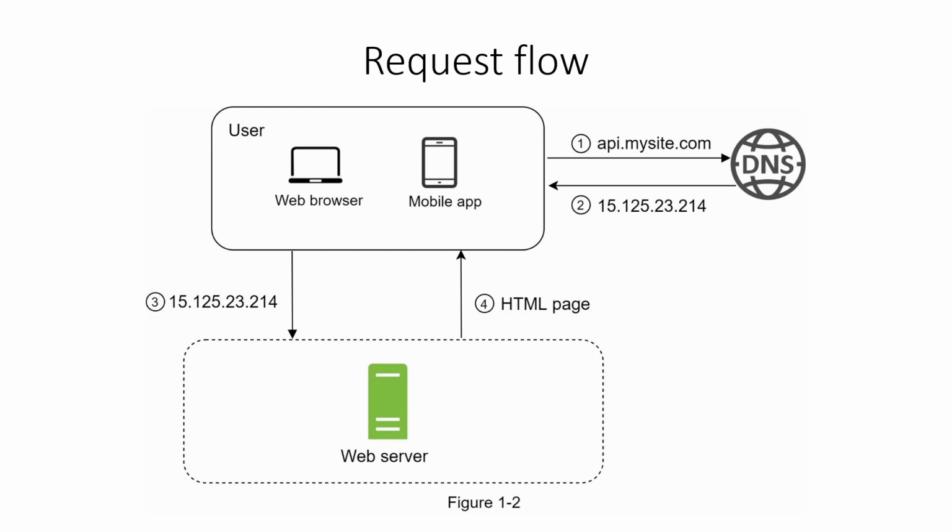Users access websites through domain names such as api.mysite.com. Usually the domain name system, or DNS, is a paid service provided by third parties and not hosted by our servers. Internet protocol, or IP address, is returned to the browser or mobile app. In the example, IP address 15.125.23.214 is returned. Once the IP address is obtained, Hypertext Transfer Protocol, or HTTP, requests are sent directly to your web server. The web server returns HTML pages or JSON response for rendering.